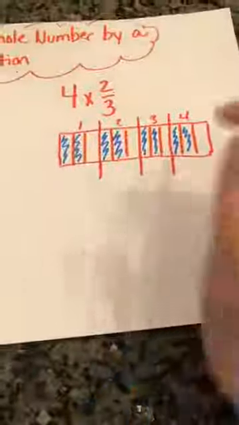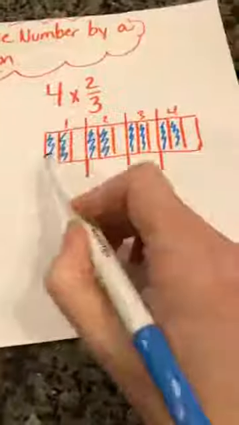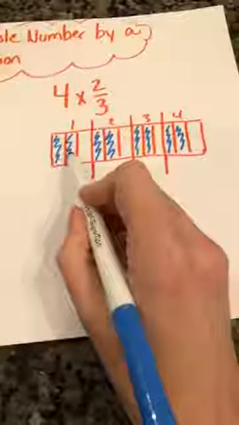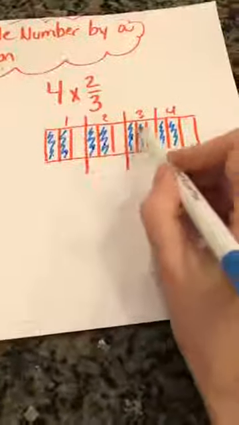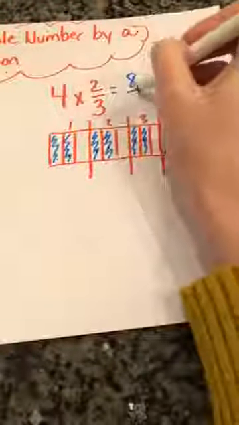Okay. All right, are you ready? So we're going to count 1/3, 2/3, 3/3, 4/3, 5/3, 6/3, 7/3, and 8/3. So there are 8 thirds that we see here.